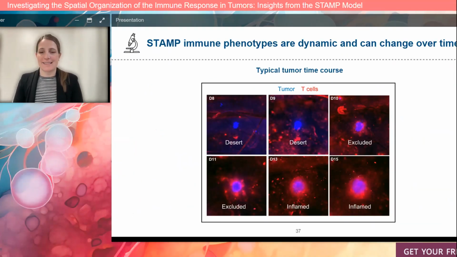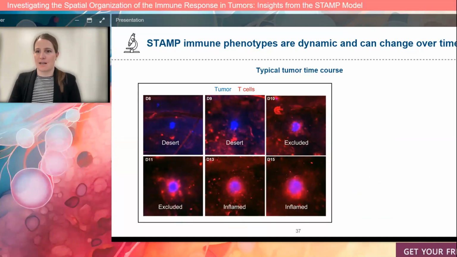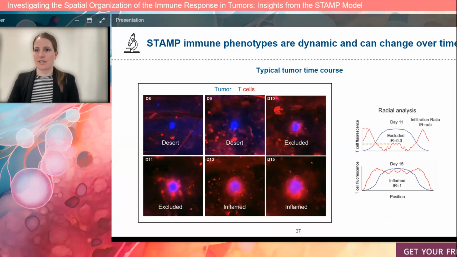So what we noticed in our data is these immunotypes are actually not stable. So this is an example of an individual tumor imaged at 6 different time points, and you can see that it's changing immunotype as we come back and look at it at different time points. And so here I'll also introduce a metric called the infiltration ratio, which is looking at basically the proportion of T cells present at the exterior or the stromal periphery of the tumor versus the interior of the tumor itself. So an infiltration ratio of 0.3 or less than 1 would indicate a more excluded phenotype, whereas an infiltration ratio of 1 means that there's sort of an even distribution of T cells throughout the tumor and the stroma.